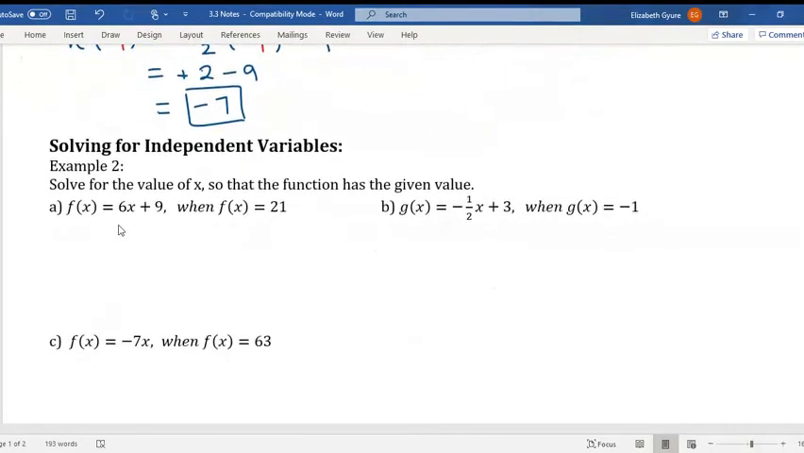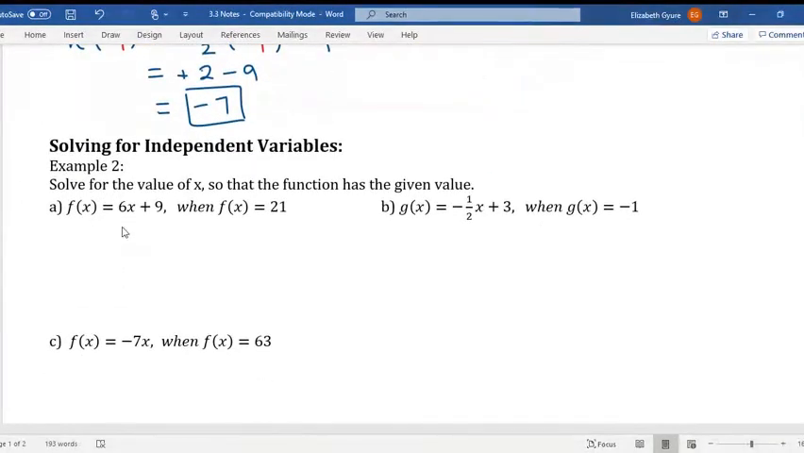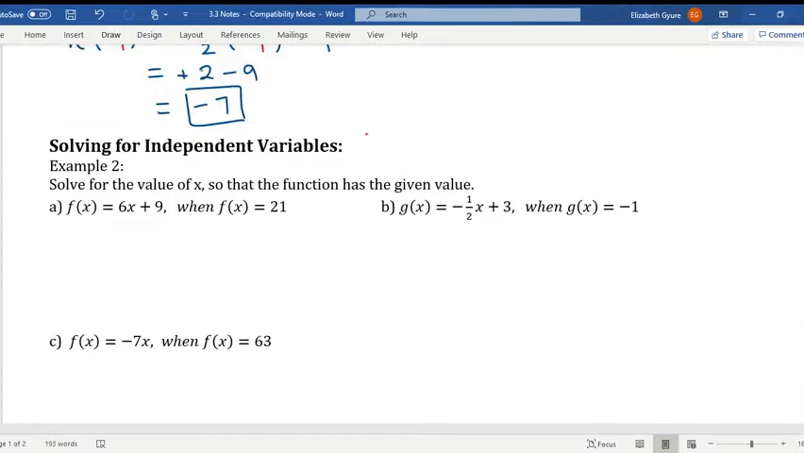Now, solving for independent variables. Now remember, independent variables, independence, that's your x. Right, we learned that last time. Independent values are your x values. So if I ask you to solve for independent values, I'm actually asking you to solve for x. So solve for the value of x so that the function has the given value. And A says f of x equals 6x plus 9 when f of x equals 21.